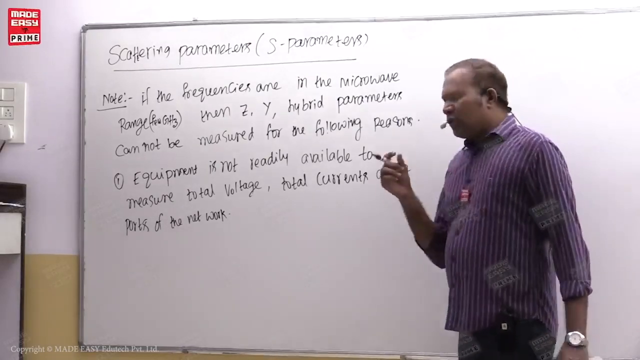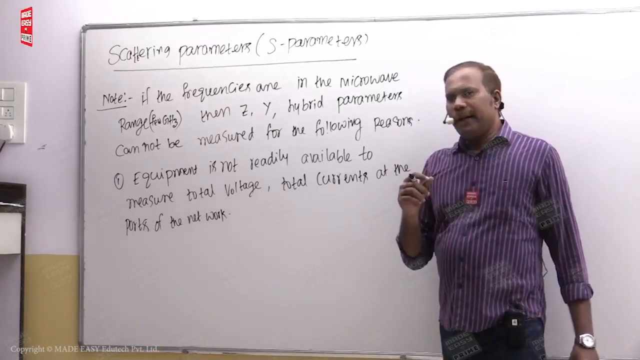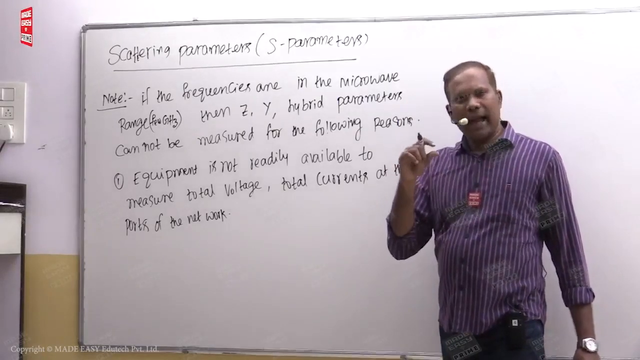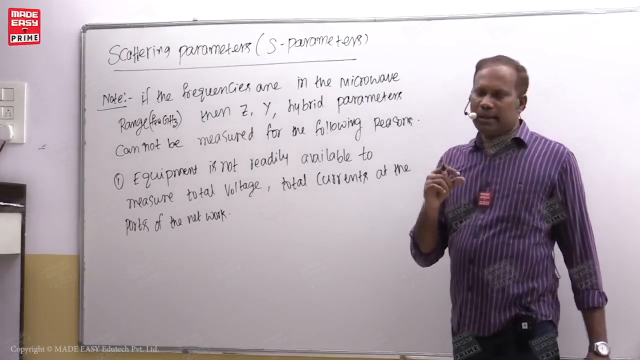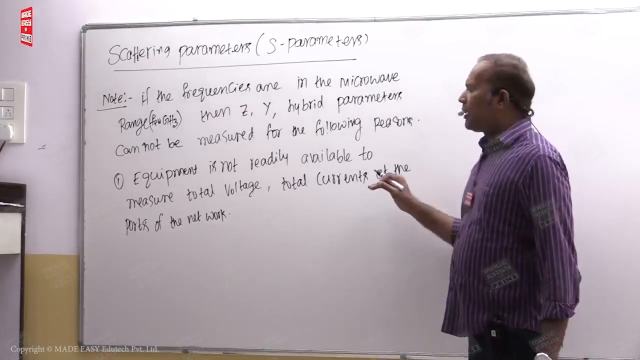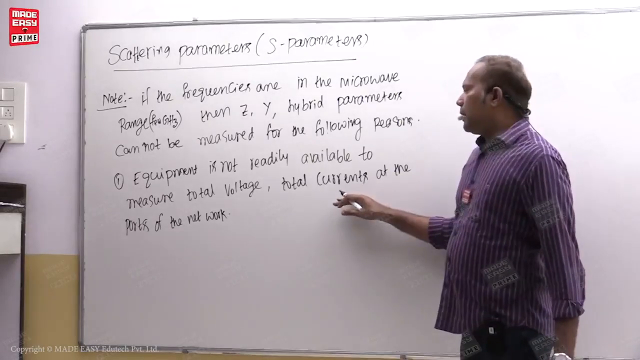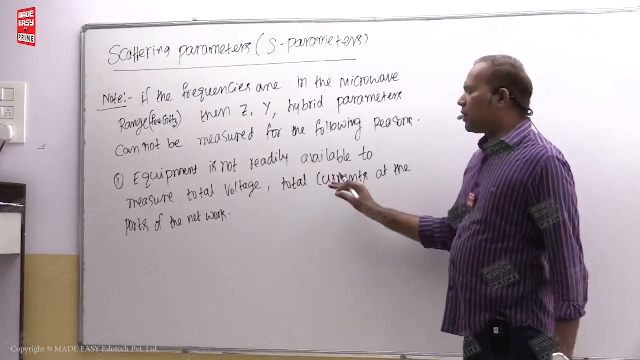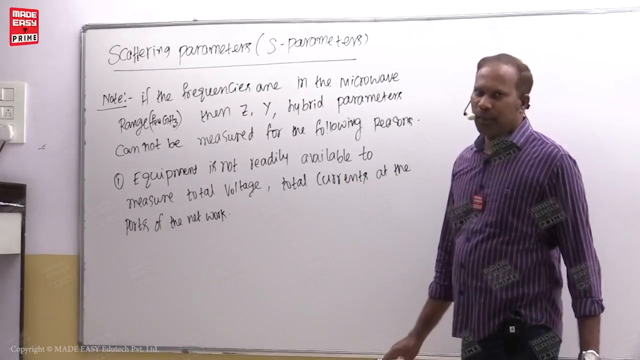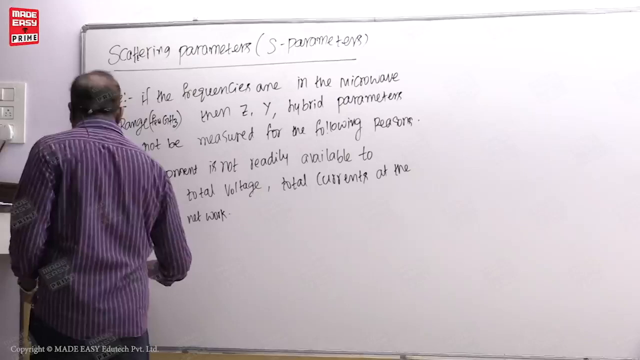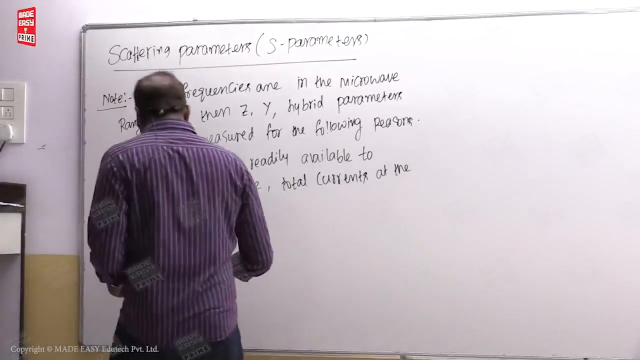But voltage measuring equipment is available at low frequencies. They give accurate measurements, but at very high frequencies they cannot give the voltage and current values. So that is one problem: equipment is not readily available. Okay.